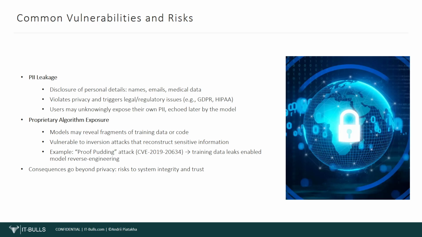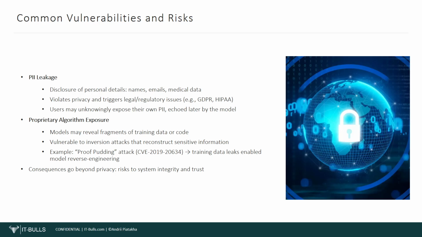Now that we have introduced the concept of sensitive information disclosure, let us turn our attention to the common vulnerabilities and risks that make this problem so critical. One of the most visible and immediate risks is PII leakage, or the disclosure of personally identifiable information. Imagine interacting with a model and suddenly receiving an output that contains another user's name, email address, or even medical details. This type of leakage not only violates privacy, but can also trigger legal and regulatory consequences under frameworks like GDPR or HIPAA. What makes this especially concerning is that users may not even realize they are exposing their own PII during interactions, and the model may later echo that data back in unintended contexts.